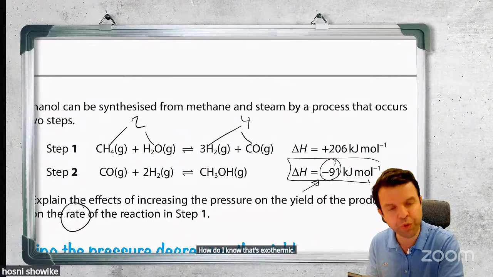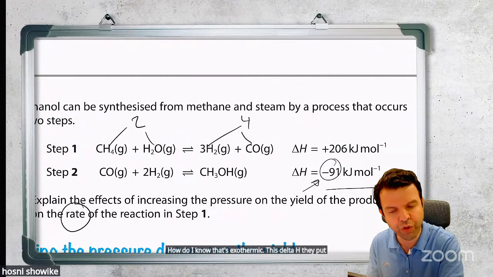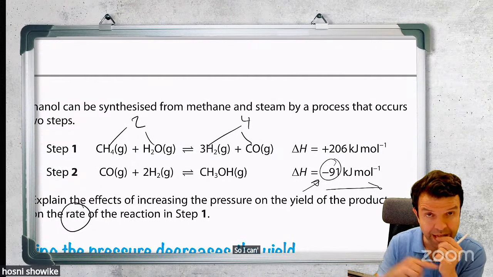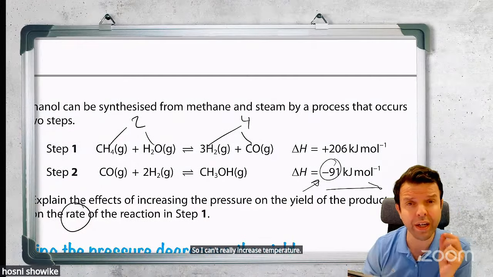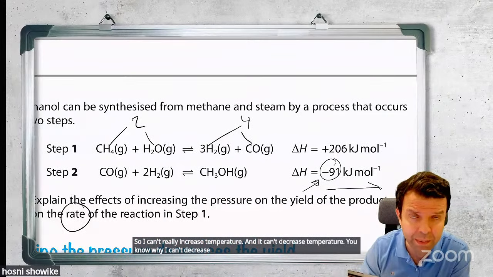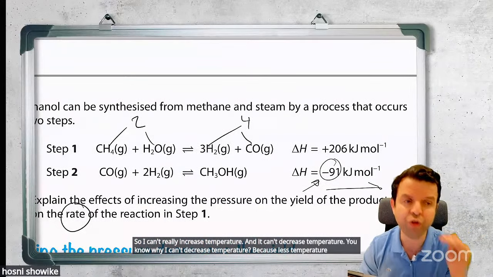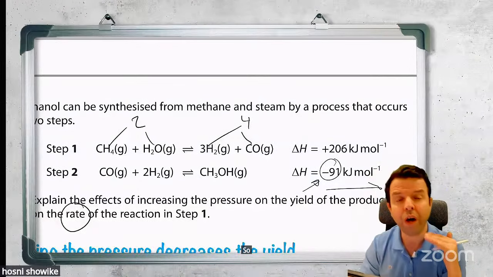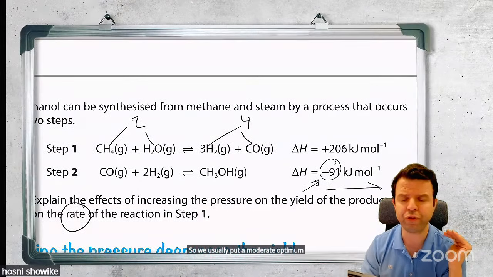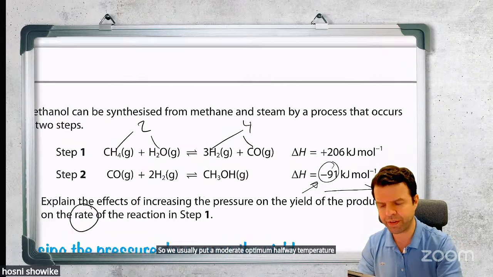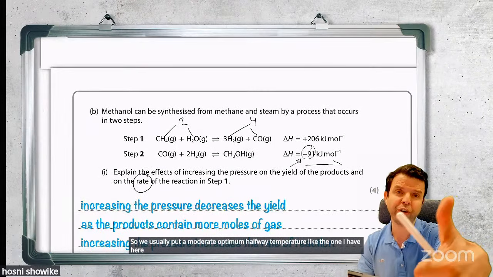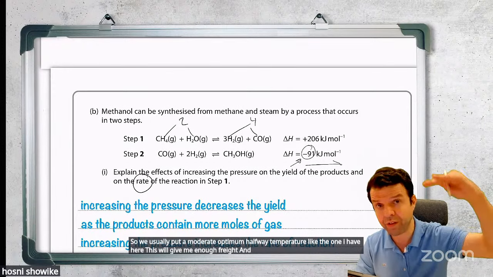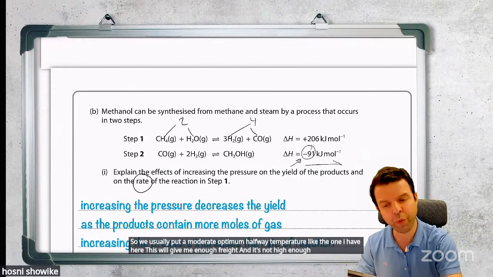This delta H they put on the right is always referring to the forward reaction. So I can't really increase temperature. And I can't decrease temperature. You know why I can't decrease temperature? Because less temperature, the reaction is slow. So we usually put a moderate, optimum, halfway temperature, like the one I have here. This will give me enough rate, and it's not high enough to favor the backward reaction.